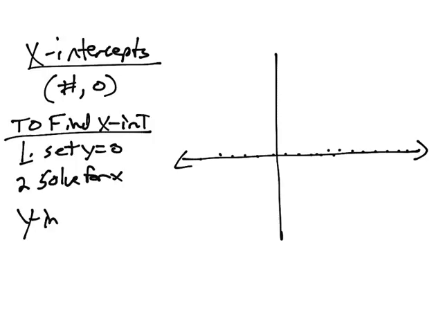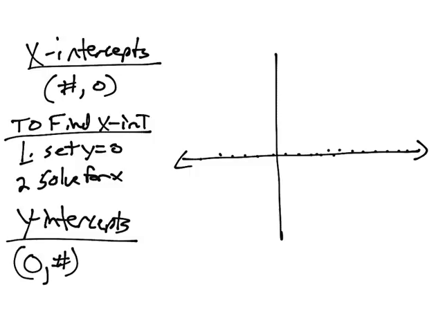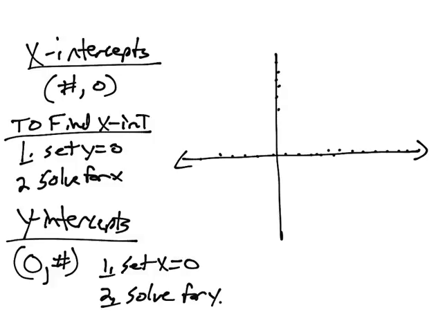Similarly, if we're looking at the y-intercepts, they're all going to look like 0, comma, some number. And so to find these, we set x equal to 0 and solve for y, because all the points on the y-axis are going to be 0 comma some number.